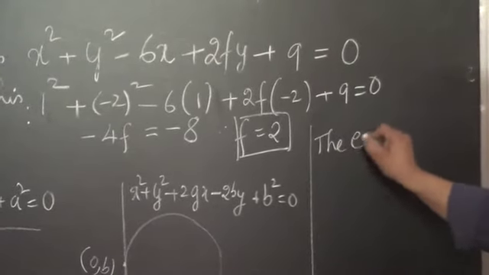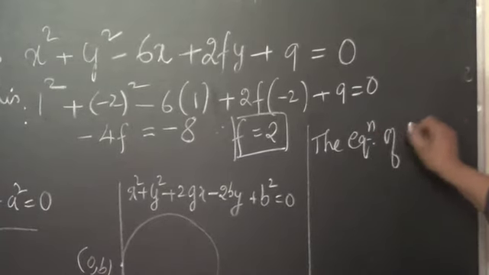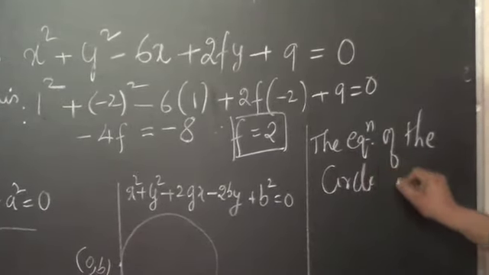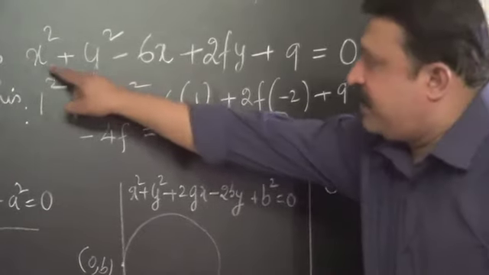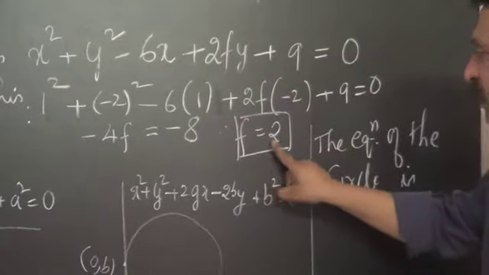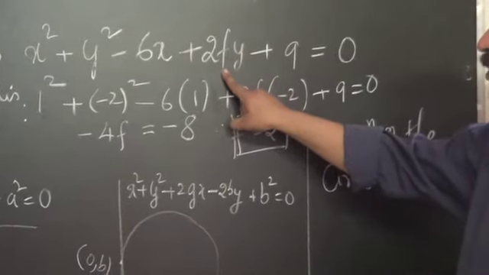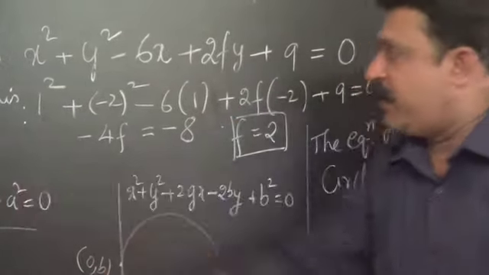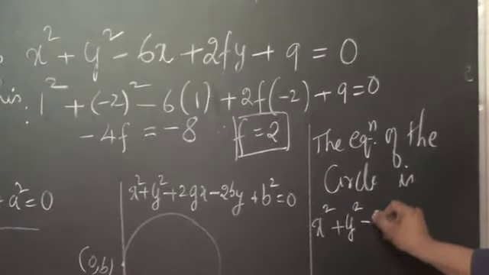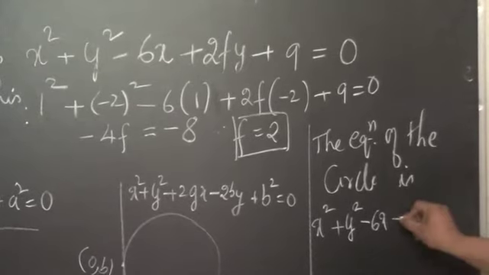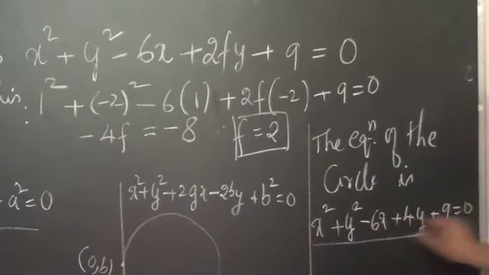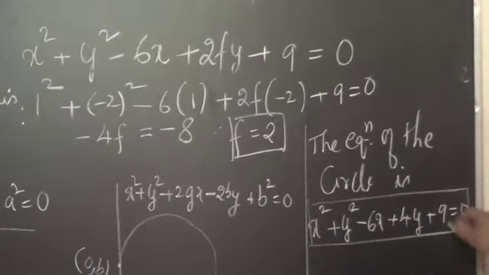Therefore, the equation of the circle is, here we have the equation and f was not known. Now we know the value of f, therefore substitute the value of f in order to get the required equation. So it becomes x² + y² - 6x + 4y + 9 = 0. So we got the equation of the circle.